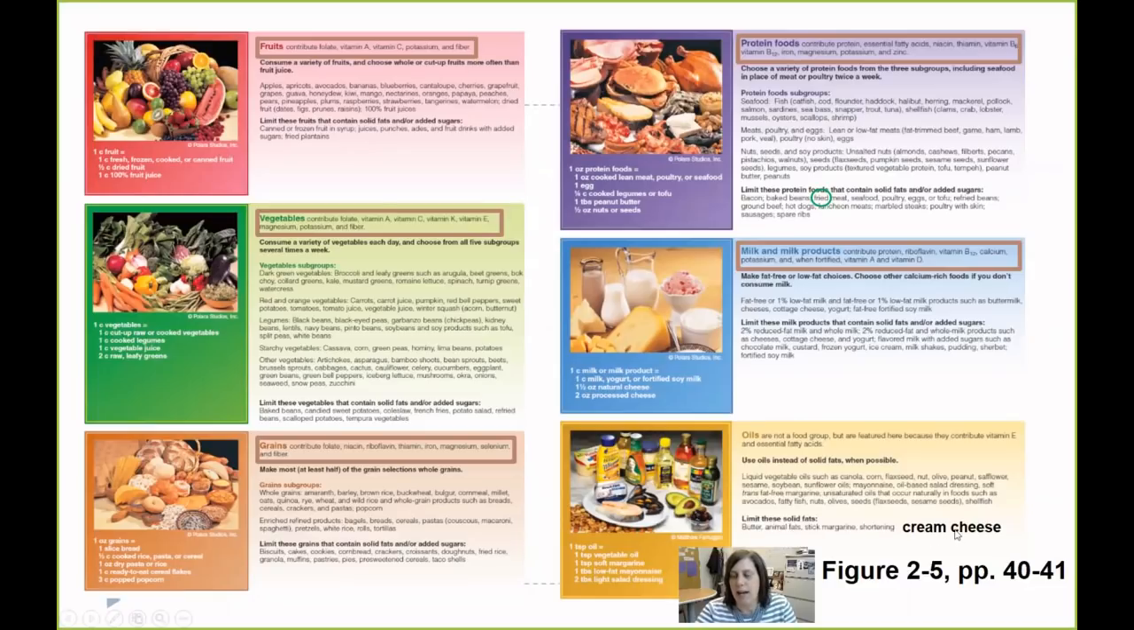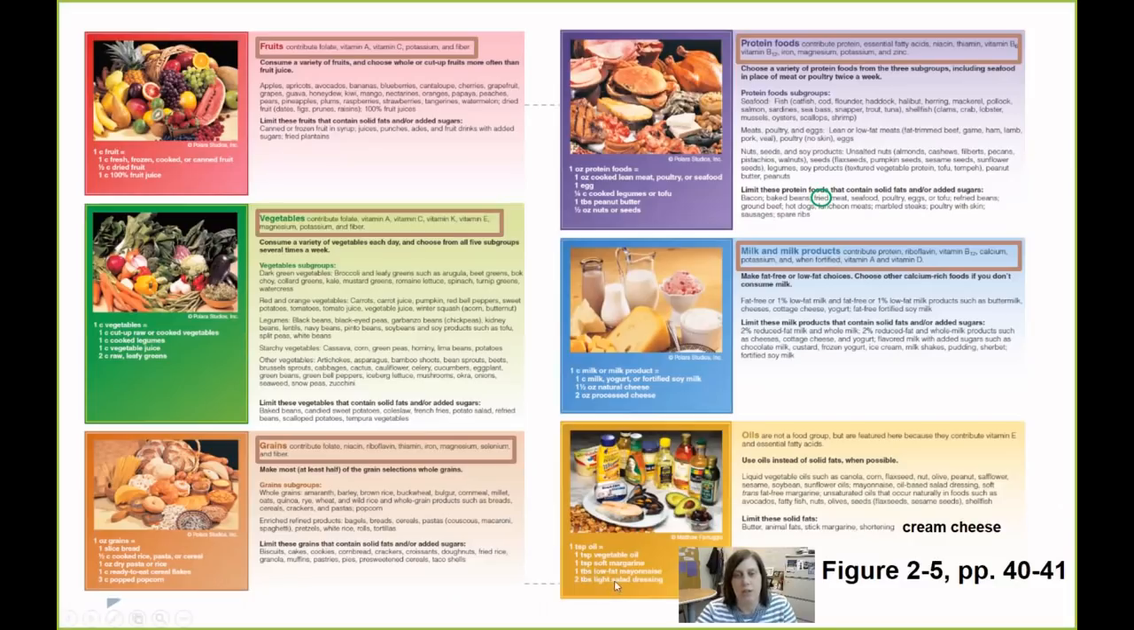And one that's not added to this table, but that is important for you to know, is cream cheese. Cream cheese sometimes gets mislabeled as being a dairy food. However, it's not. It is a fat. So it is considered similar to these other solid fats. We want to limit the consumption of cream cheese in our diet.